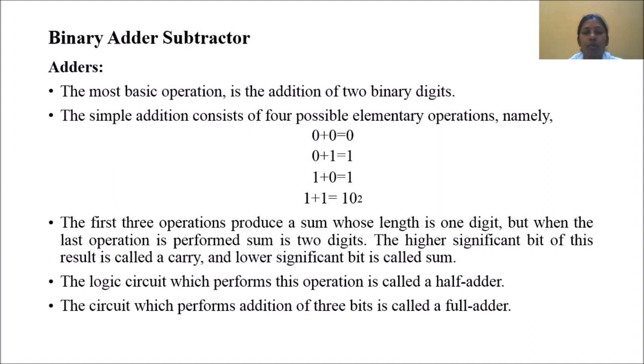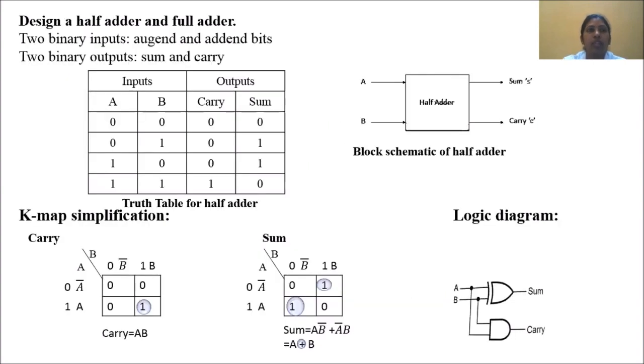If the logic circuit performs the addition of two bits, it is called a half adder. If the circuit performs the addition of three bits, it is called a full adder. So here is the question. Design a half adder and full adder. We need to design the half and full adder using the logic gates.